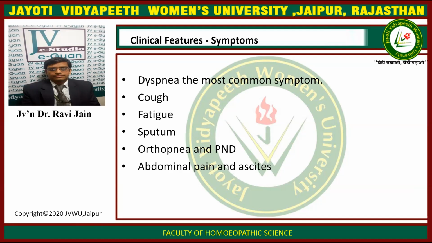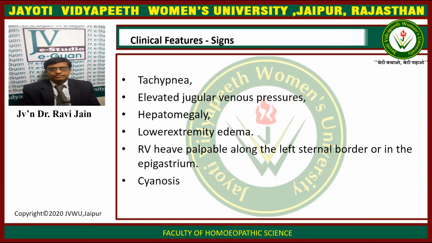In the symptoms, we have first dyspnea, that is the most common symptom of Cor Pulmonale. The patient will also experience cough and there will be fatigue. So dyspnea, cough, fatigue. The presence of sputum, and there is orthopnea and PND. I hope you know about PND. This we have discussed already in the previous lecture, so I need not repeat it again and again. The abdominal pain and ascites. We have dyspnea, cough, fatigue, sputum, orthopnea, PND, abdominal pain and ascites.